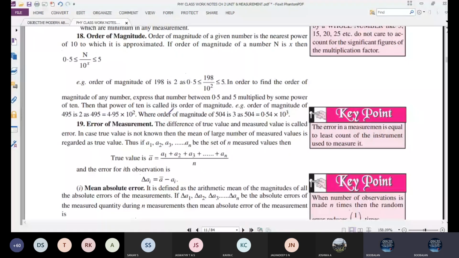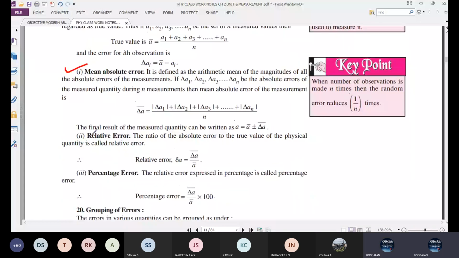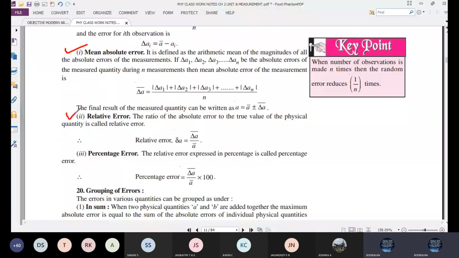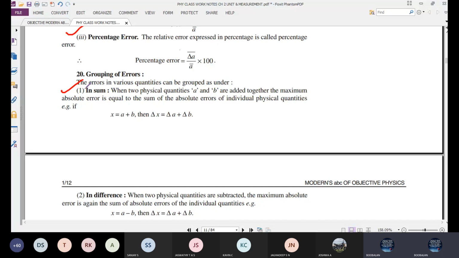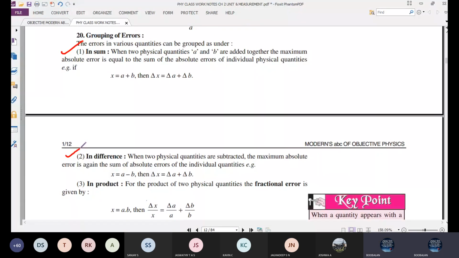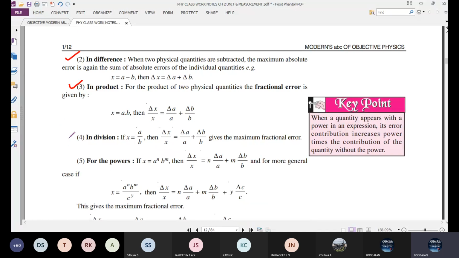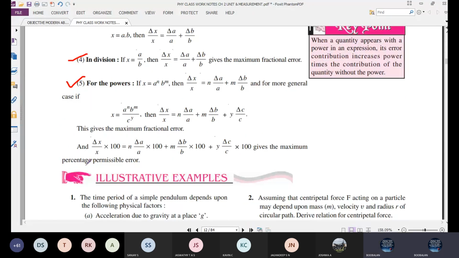Okay, so next one, error: mean absolute error, relative error, percentage error, the error in sum, combination of error, grouping of error, both are also the same only. Error in difference, product, division, power, and relevant problems also.